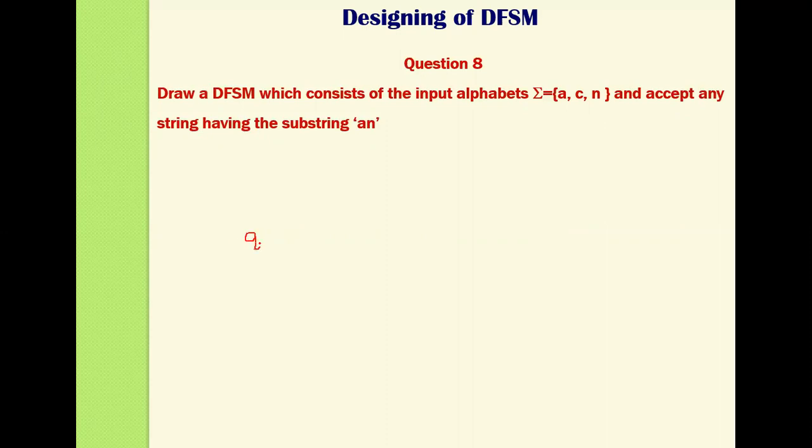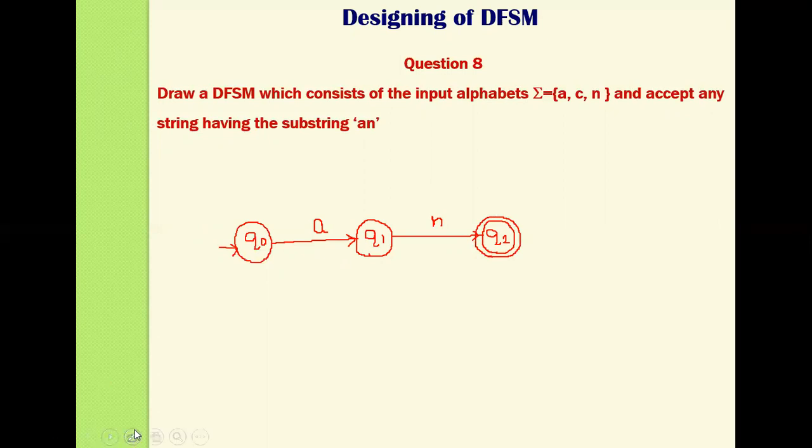So let me just draw it now. Q naught will be the start state. Then upon reading, Q1. What is the string I should have? Minimum string AN. So I will read A, and then upon reading N, it will reach the final state. So this will be the skeleton diagram.